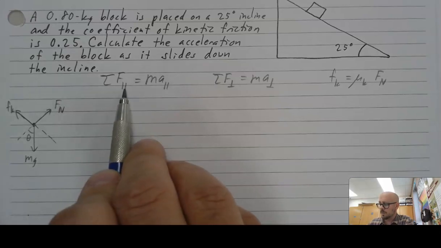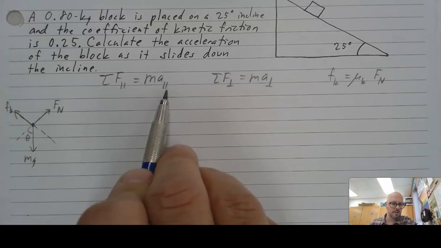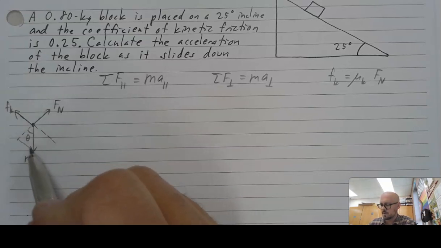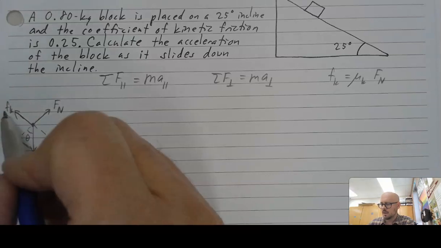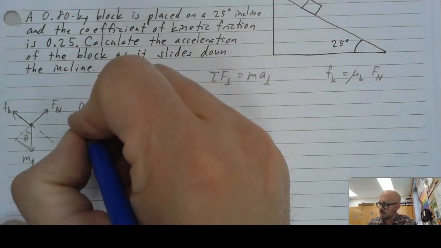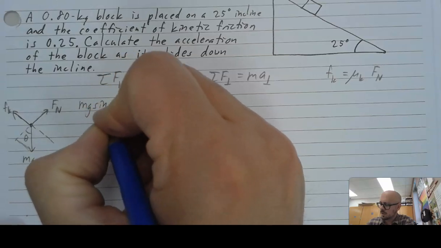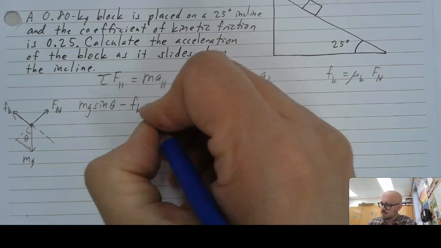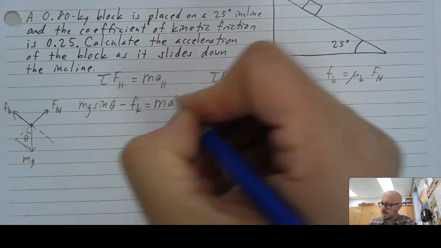The net force in the parallel direction is going to result in an acceleration. Now there's two components. There's the component of gravity that is parallel to the plane, and then there's friction. If I do my trig, I can rewrite this as mg sine theta minus the force of kinetic friction equals mass times acceleration.